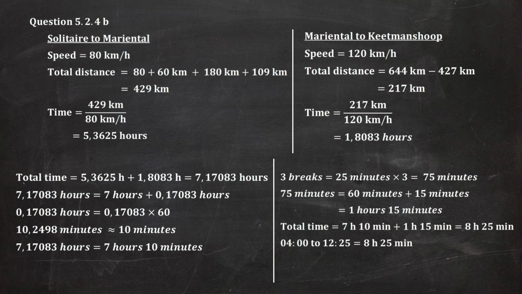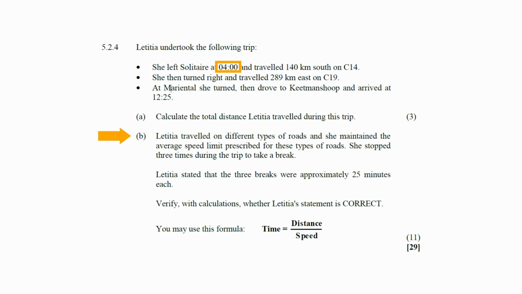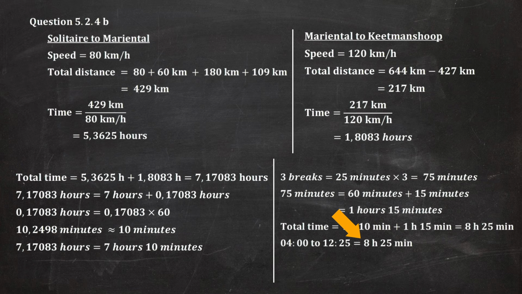Now from the details of the trip in question 5.2.4, Letitia left Solitaire at 4 o'clock in the morning and arrived at Keetmanshoop at 25 past 12 in the afternoon. So the time it actually took to make the trip in hours and minutes equals 8 hours and 25 minutes. Since the calculated time equals the actual time stated by Letitia, you have to write down that the statement made by Letitia is correct. If you do not make this last statement, you will lose 1 mark.